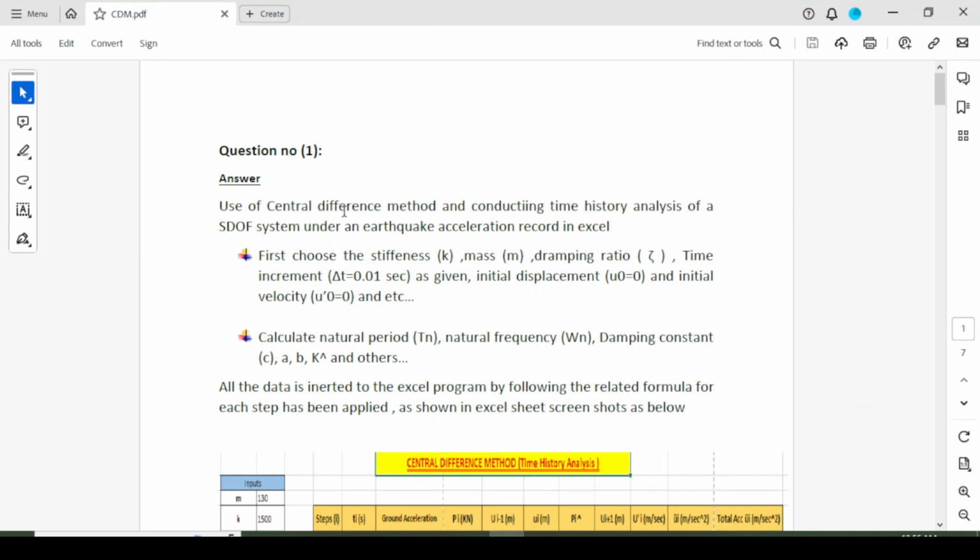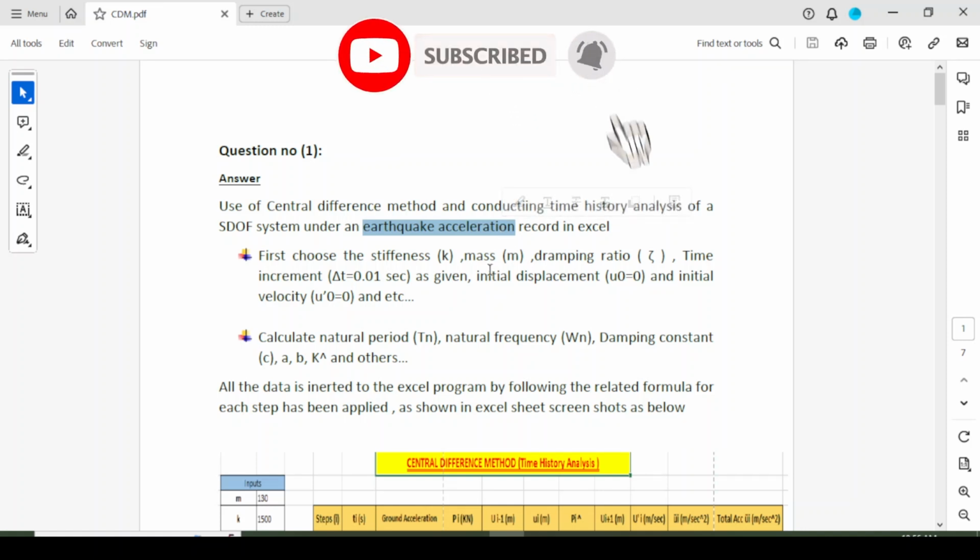For example, we will use the central difference method and conduct the time history analysis of a single degree of freedom system under the earthquake acceleration record in Excel. The earthquake record will be taken from one of the earthquake databases, which I have already taken. If you do not know how to extract earthquake records from a database, watch another tutorial whose link is in the description box below.